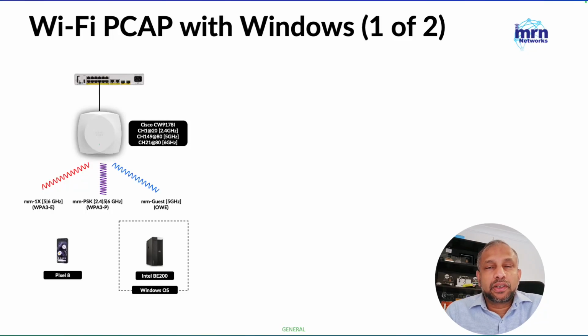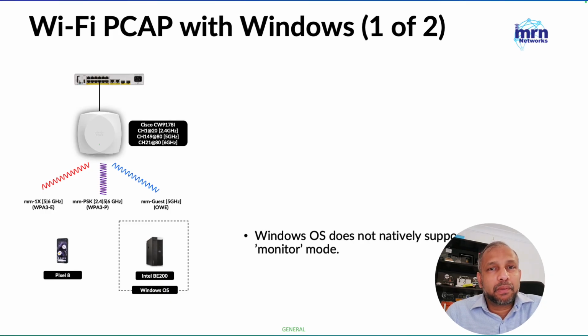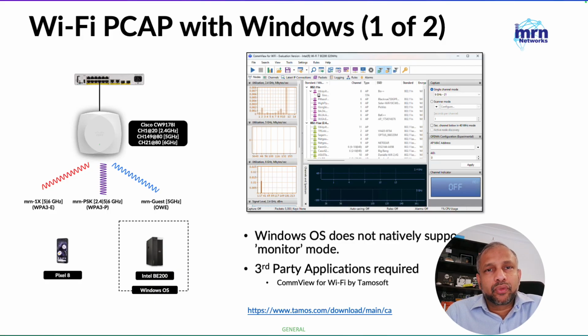Okay, in this video, let's look at how you can take a packet capture using the Windows operating system. The challenge with Windows is that you cannot natively put a Wi-Fi adapter into monitor mode. So this requires some third-party application to support that. There is one software called TamoSoft CommView for Wi-Fi. With this software, you can put your Windows Wi-Fi adapter into monitor mode.